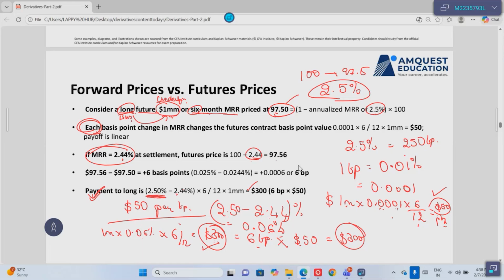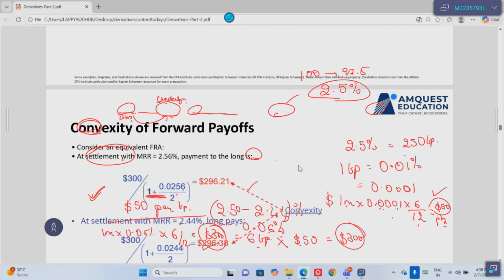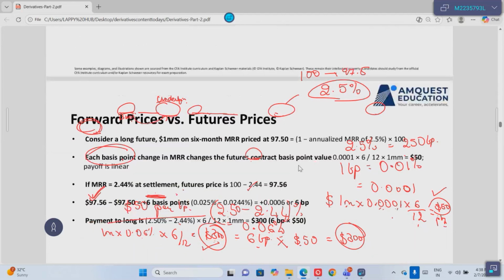All right. So computing the amount is very important, and also finding out whether it is a pay or a receive is equally important. Okay. That's how the forward and future prices will flow in terms of cash flows. Any questions? No, sir.